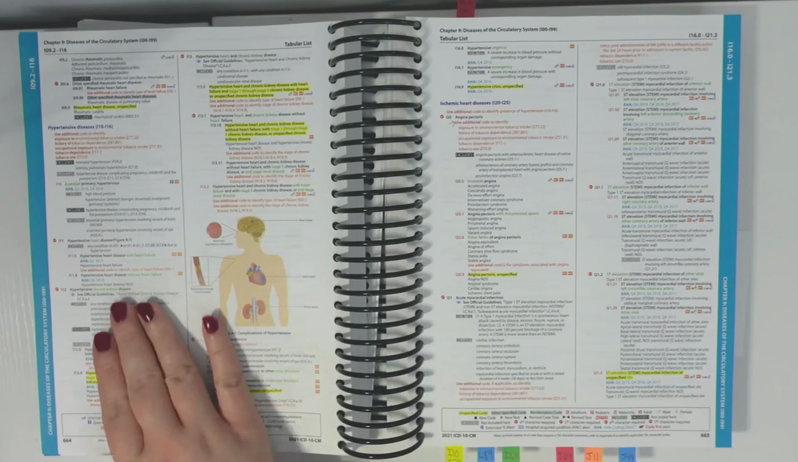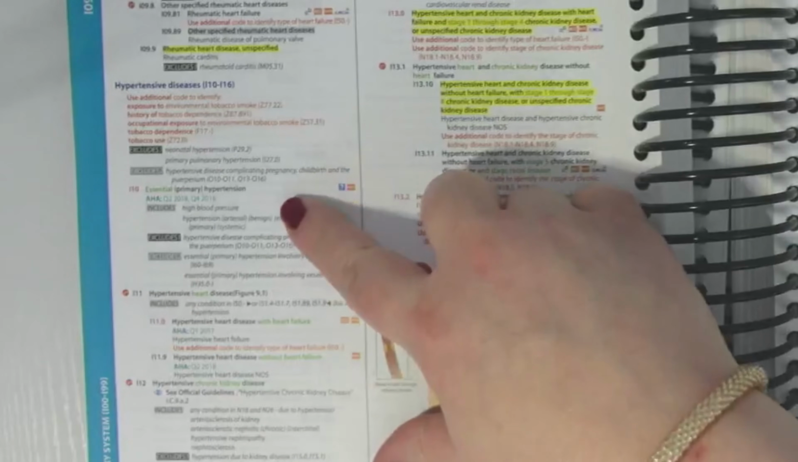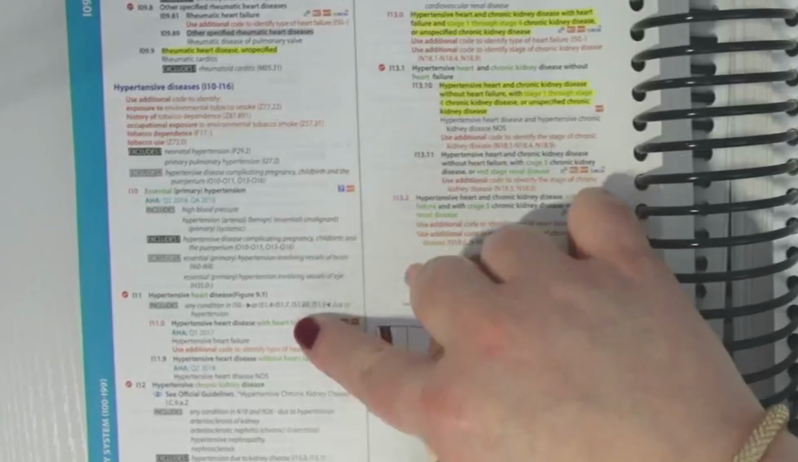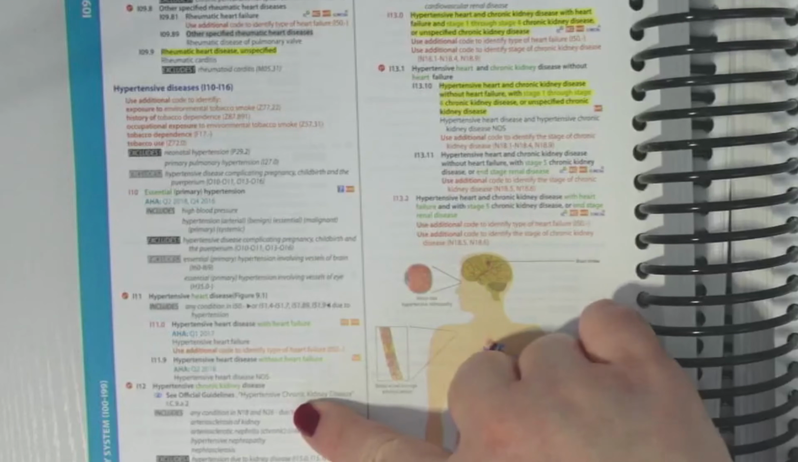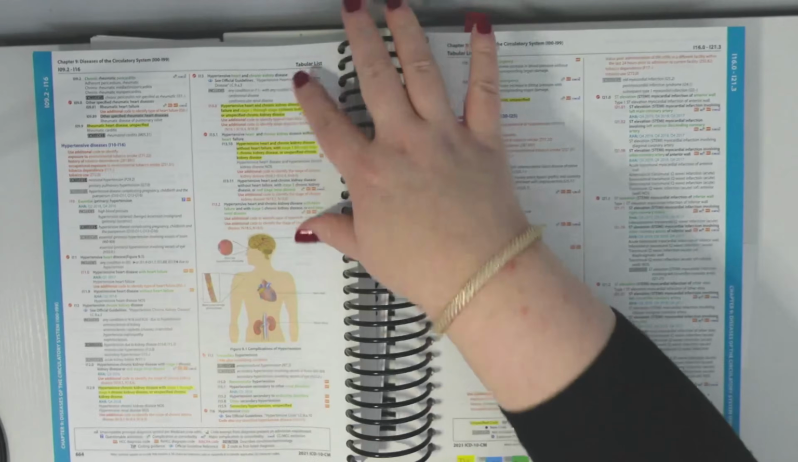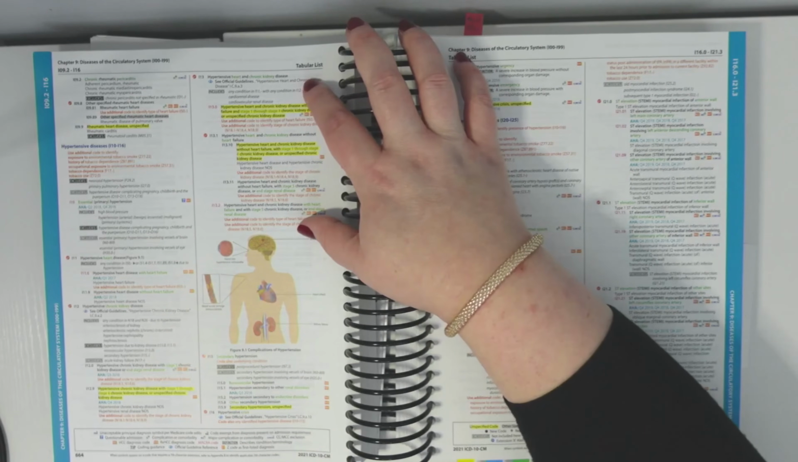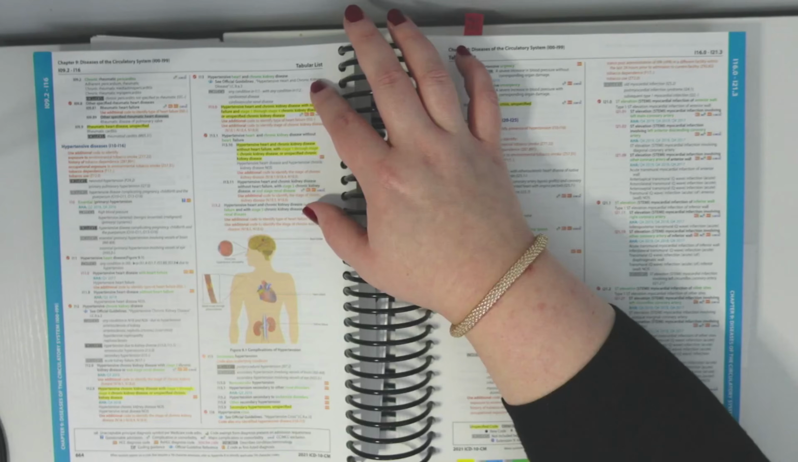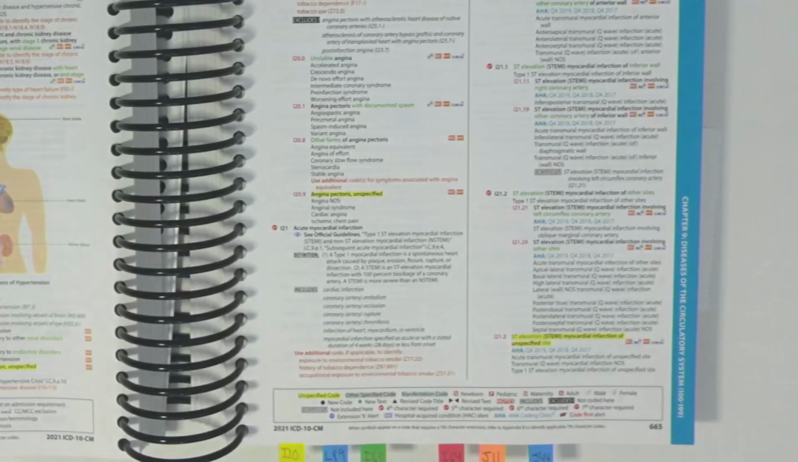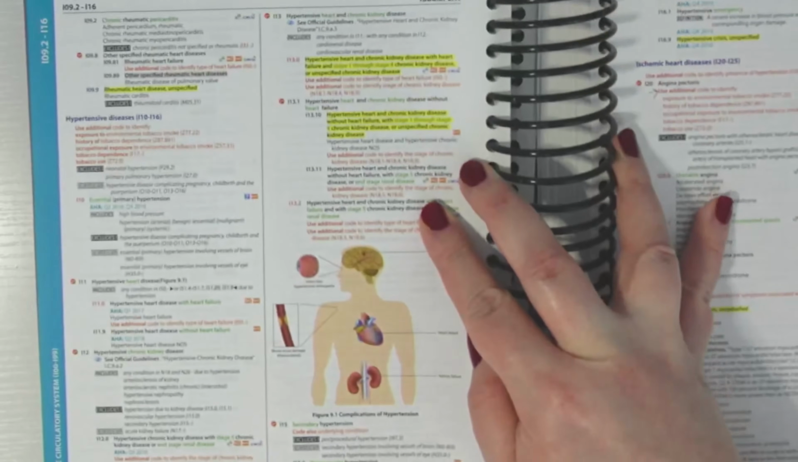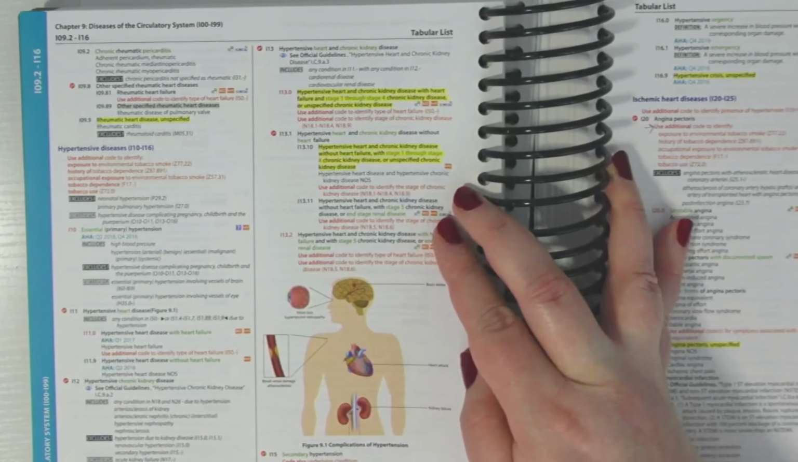you can see we have our I10 code, which is just our essential primary hypertension. I11 is our hypertensive heart disease. I12 is our hypertensive chronic kidney disease. And then I13 is our hypertensive heart and chronic kidney disease. And they give you instructions in the book, and I'll try to zoom in here. They do give you instructions in the book to show you what the additional codes are.